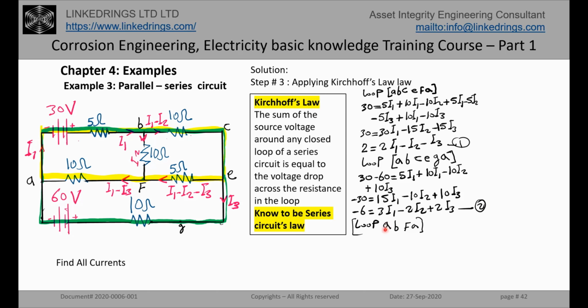So here we will take the loop A, B, F, A, this small loop. Let's use another highlight. Let's choose something like pink color, so the colors will not interfere. So A, B, F, and A. Okay, this pink color.